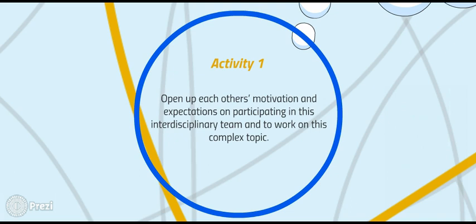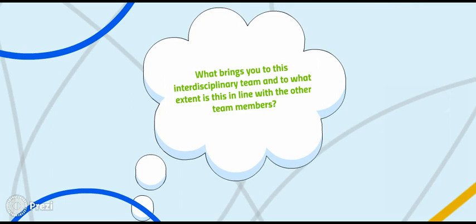This activity is to open up each other's motivation and expectations on participating in this interdisciplinary team and to work on this complex topic. By having clarified each other's motivation and expectations, the team is able to see whether all team members are on the same starting point and where the consensus needs to be achieved to start up the project smoothly. So for the first activity, you can quickly ask yourself what brings you to this interdisciplinary team and to what extent this is in line with the other team members.